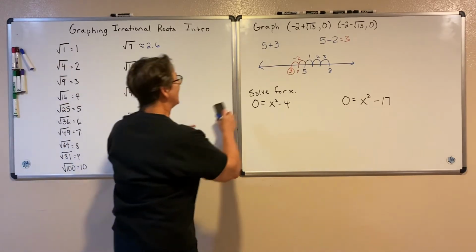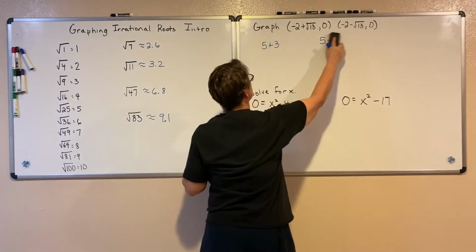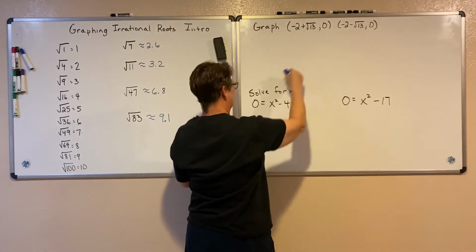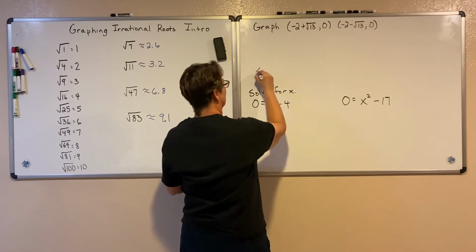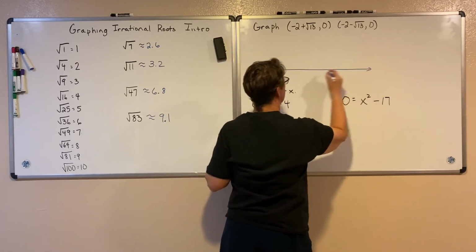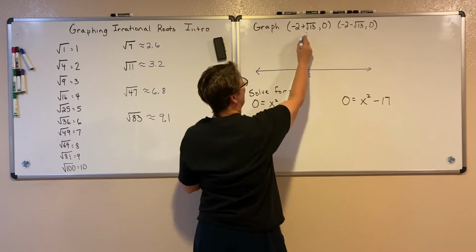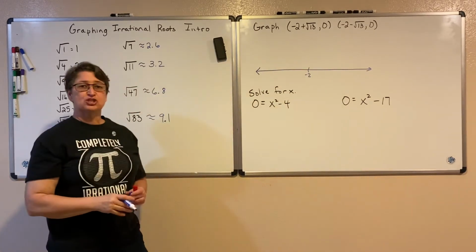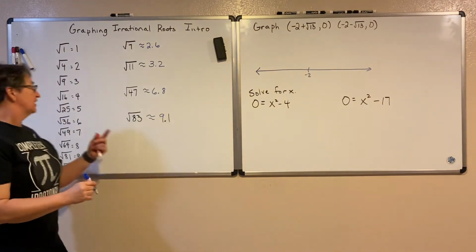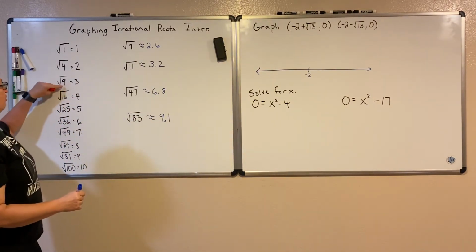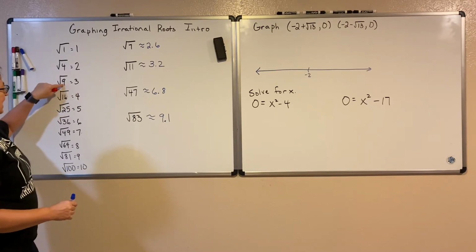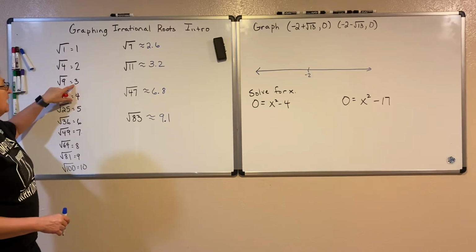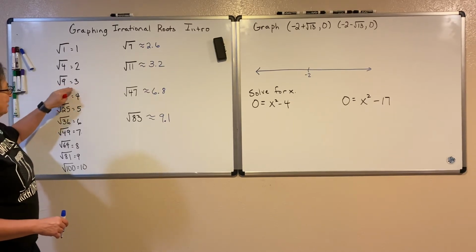Well, when I have a number such as negative 2 plus the square root of 13, I can do that same thing, where I start at negative 2. I know I'm going to go plus the square root of 13. Well, about how much is the square root of 13? Let's go back to our perfect squares. 13 is somewhere between 9 and 16. So I know I'm going to go somewhere between 3 and 4. 3 and a little bit.